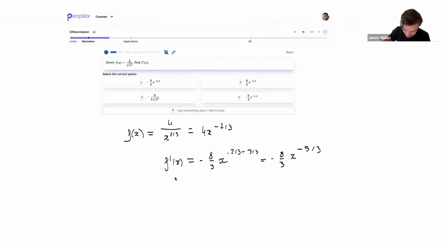Okay, and I see that that is this option over here. Let me just double check. I think we could write it as a square root if you want to turn it back, but this form is perfectly fine as well.